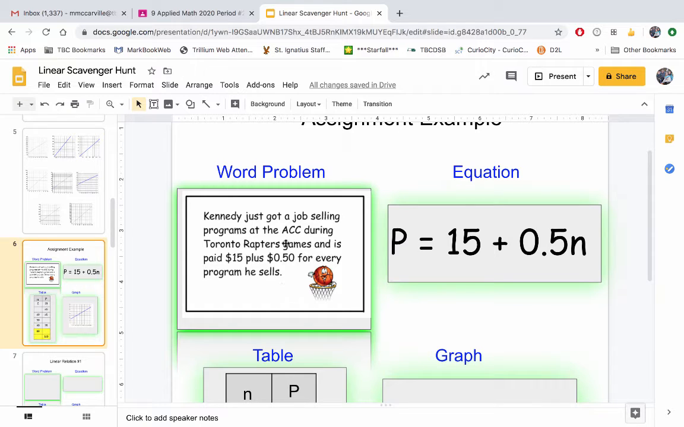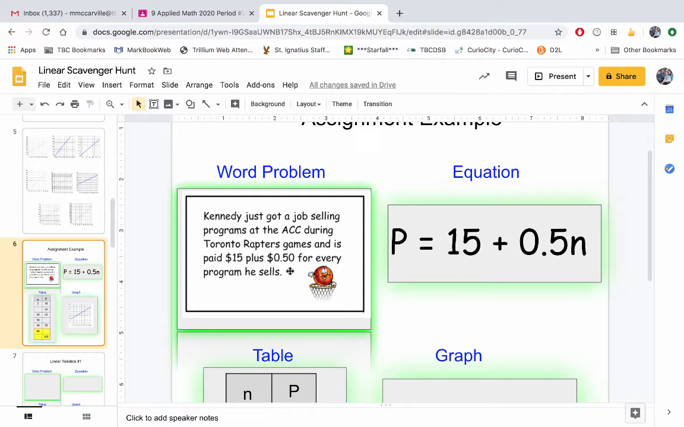Now, a partial variation means that it does not start at 0. So direct variation means it starts at the origin or at 0. That would be the case if Kennedy was only paid for every program that he sells. But in this case, he gets paid $15 right off the bat without selling any programs, and then earns 50 cents for every program that he sells. So, in other words, as long as he shows up to work, he's going to get paid at least $15 that day.